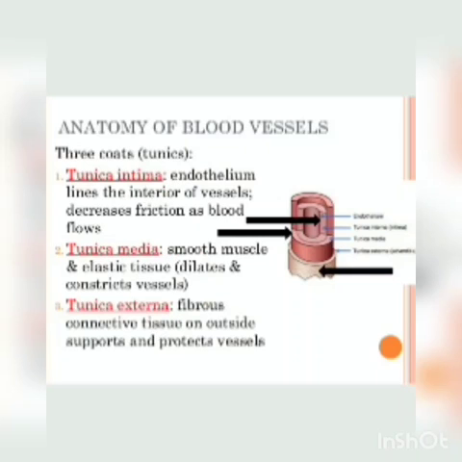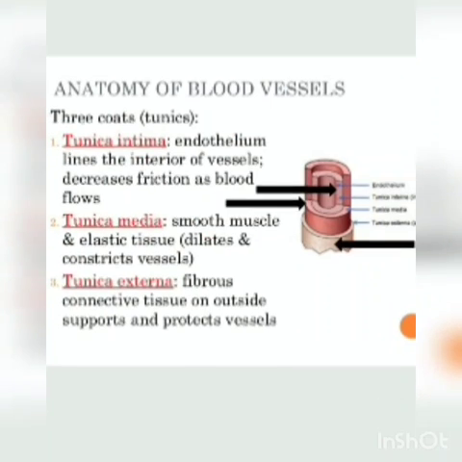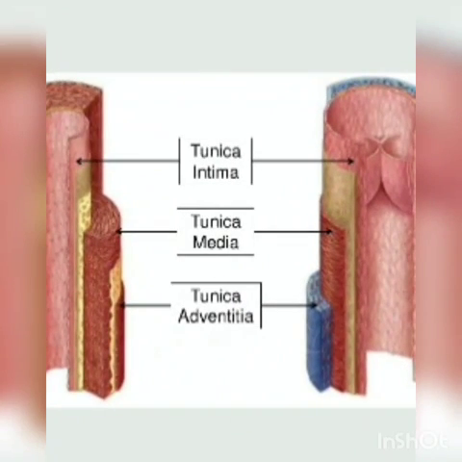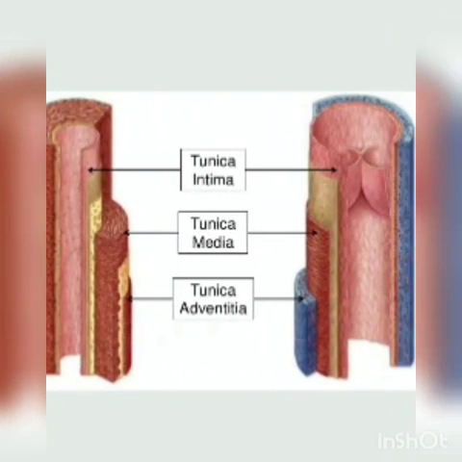Tunica intima is made up of endothelial lining, whereas tunica adventitia is made up of fibrous connective tissue. Tunica intima decreases the friction of blood flow, whereas tunica adventitia supports the outside and protects the blood vessels. Whereas tunica media is smooth muscle and elastic tissue. So this is a picture. This is tunica media, which is in between the tunica intima and tunica adventitia. Tunica intima is the innermost coat, whereas tunica adventitia is the outermost coat of the blood vessels.